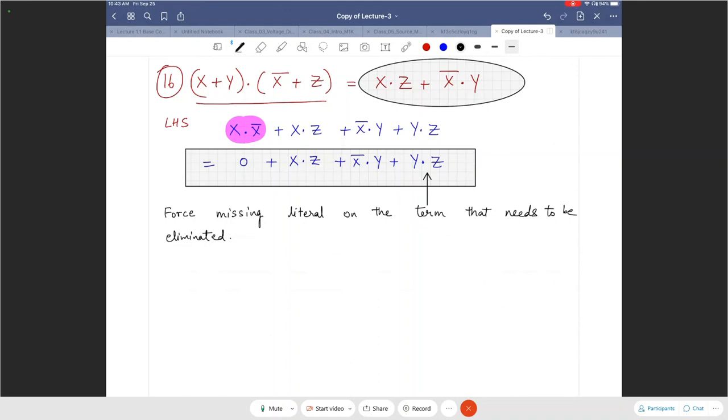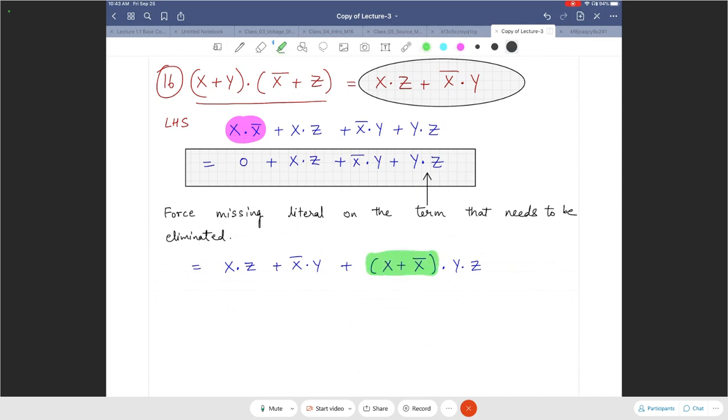All right, so let me continue with that proof. So 0 goes away, I'm still left with x and z, still have x complement and y, and over here, the crucial step is to force x onto that term. But as I do that, you see, I forced x. That's the thing that I included here.